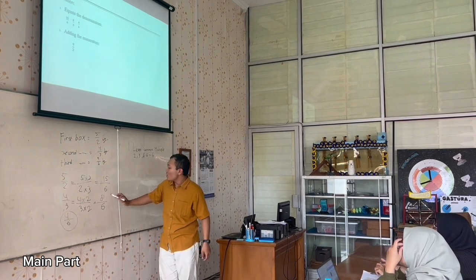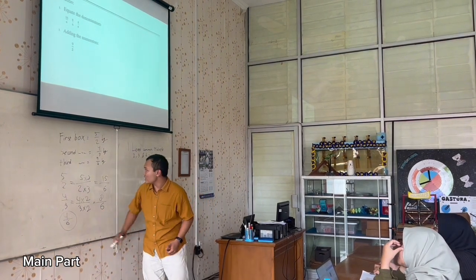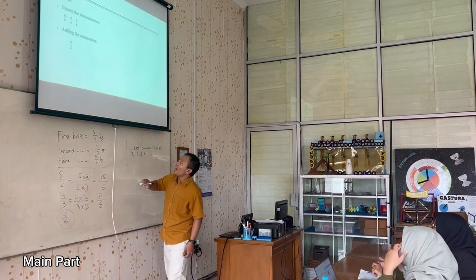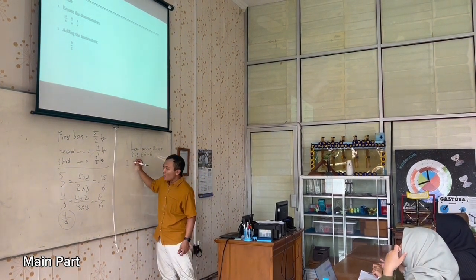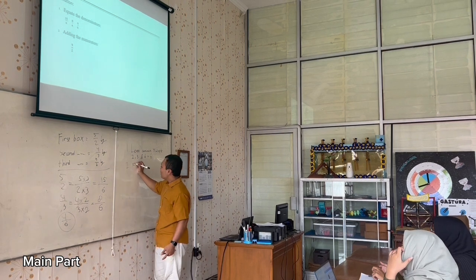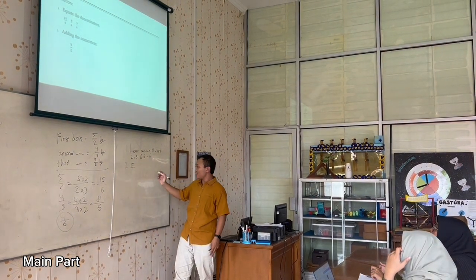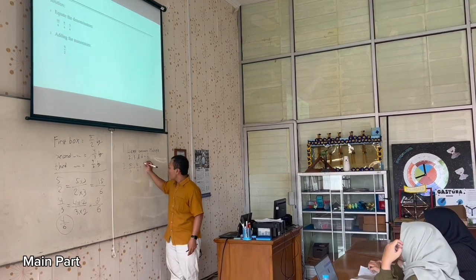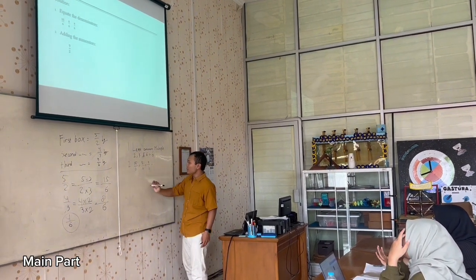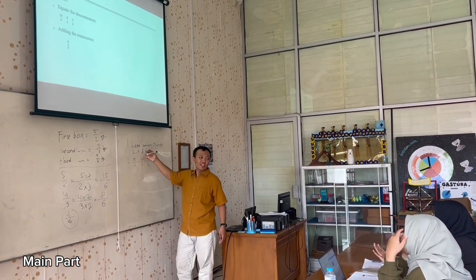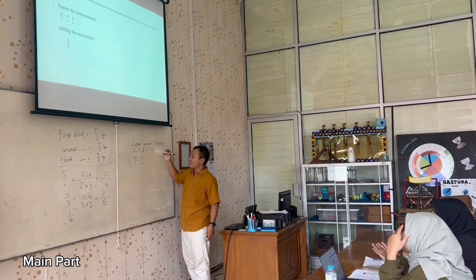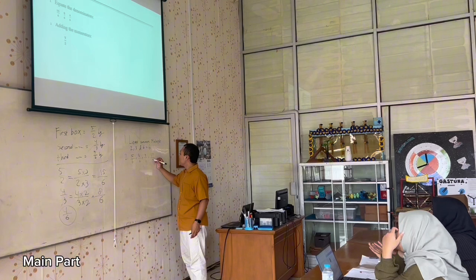Now we have 15 over 6, 8 over 6, and 4 over 6. Now our second step is adding the numerators. Adding the numerators is just like normal addition. 15 over 6 plus 8 over 6 plus 4 over 6. 15 plus 8 is 23. 23 plus 4 is 27 over 6.